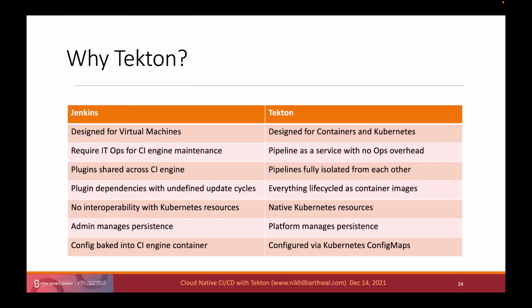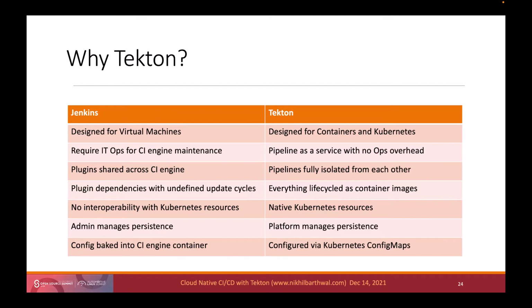So why do we want to use Tekton? Now here I'm comparing Tekton with Jenkins, but understand that when I say Jenkins, I'm more specifically referring to traditional CI/CD tools. You could substitute something like TeamCity or Bamboo with Jenkins. It's kind of the same thing, but essentially Tekton is cloud native. It's designed for the world of containers and Kubernetes, whereas Jenkins is designed for virtual machines. So there are a lot of differences. I'll just quickly glance through them.